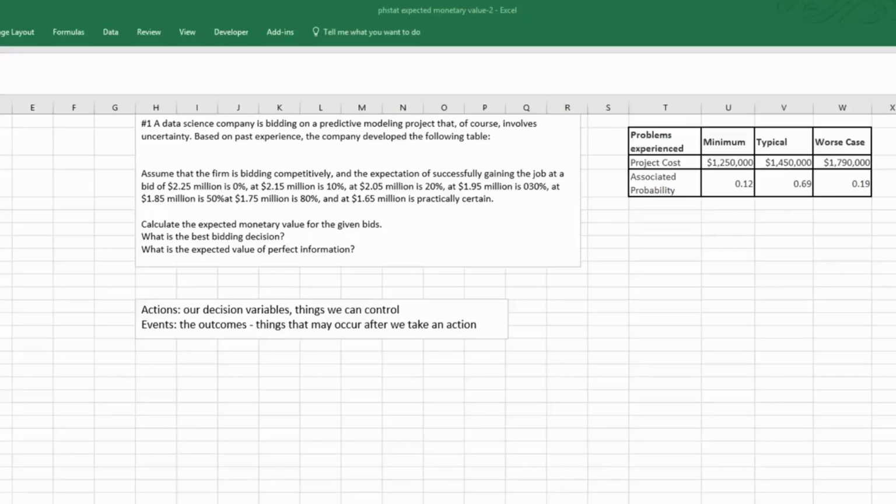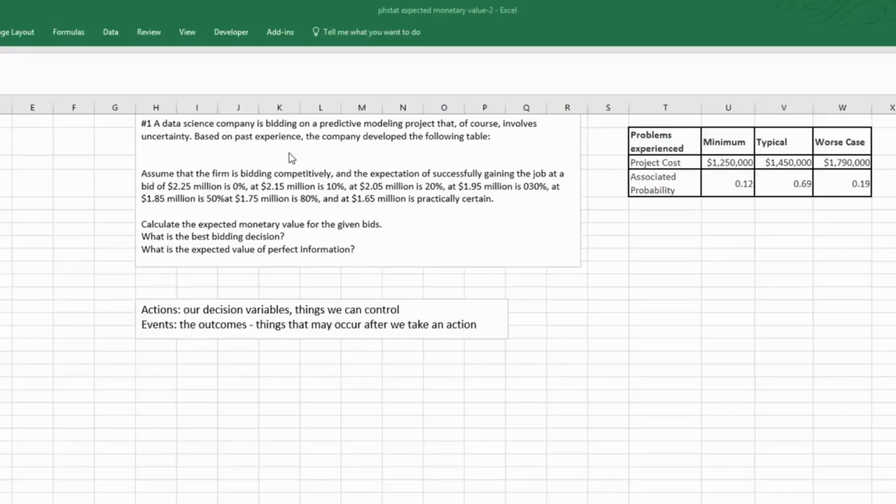I had a question about how to use the PHStat Expected Monetary Value tool. I'm sure the person meant this homework problem. It has to do with a company that's bidding on a predictive modeling project that, of course, involves uncertainty.